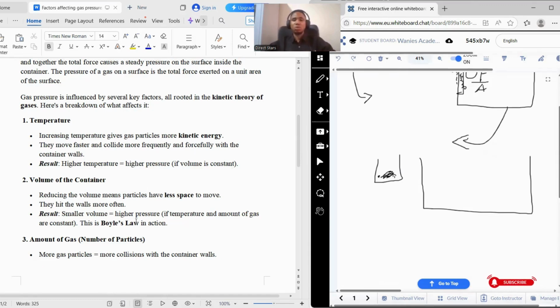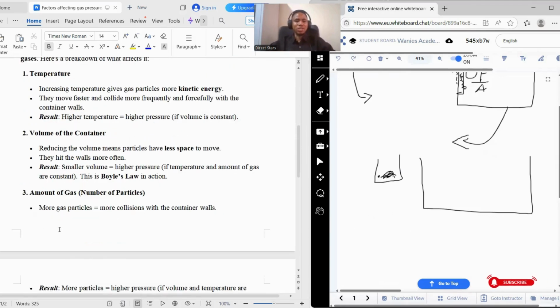So a small volume gives high pressure, provided the temperature and the amount of gas are constant. That's what obeys Boyle's law. Remember what Boyle's law is? Pressure is inversely proportional to volume.